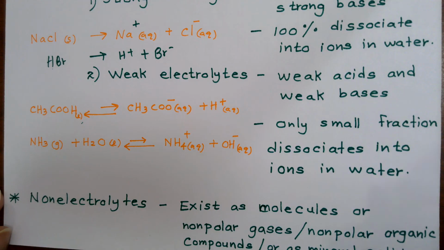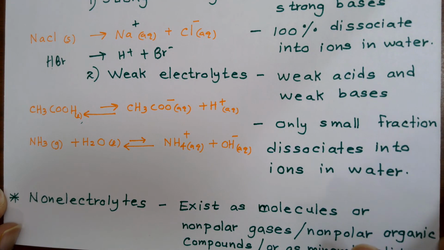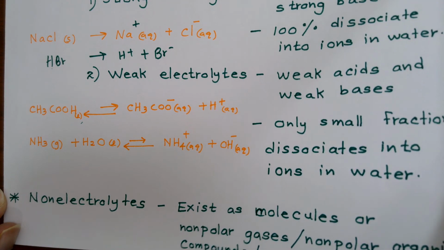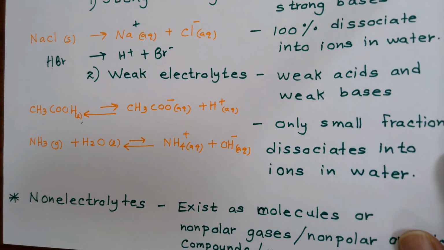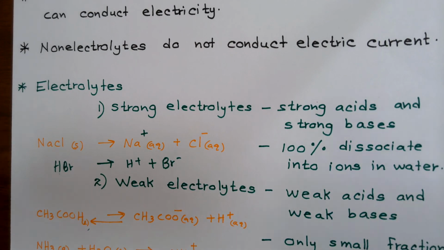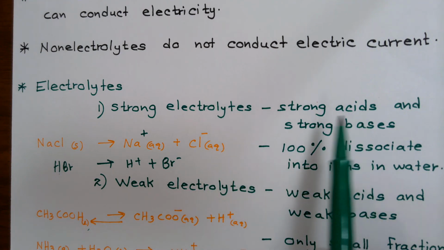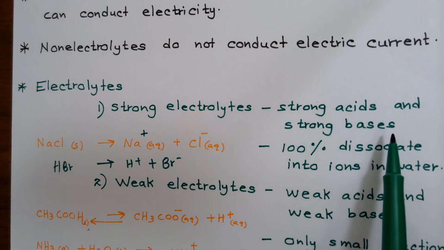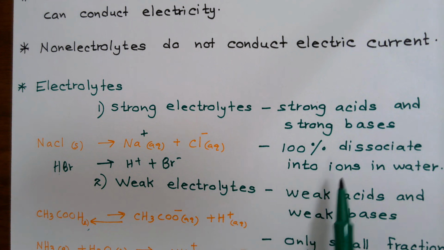I hope now you all understand the difference between electrolytes versus non-electrolytes. And electrolytes we can further divide into strong versus weak. Strong electrolyte examples are strong acids and strong bases. Weak electrolyte examples are weak acids and weak bases.